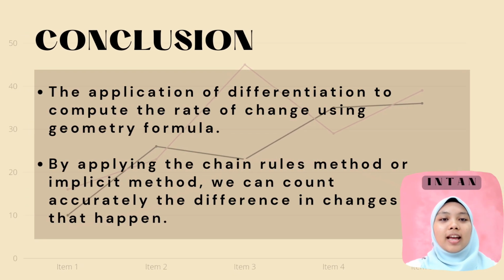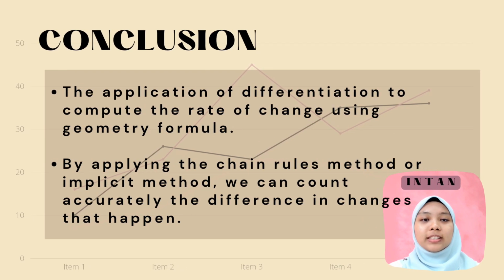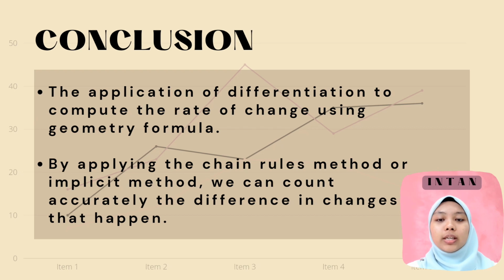The conclusion: the application of differentiation to compute the rate of change using geometry formula. By applying the chain rule method or implicit method, we can count accurately the difference in change that happens.